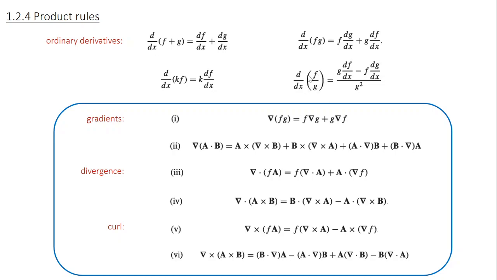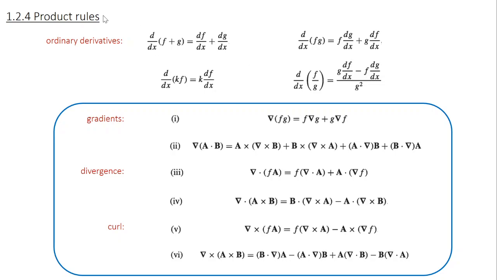Similarly, d by dx of f by g. Once again, you have to apply the quotient rule: g into df by dx minus f into dg by dx, divided by g squared. So I'm sure you have learned this in your +1 +2 classes.